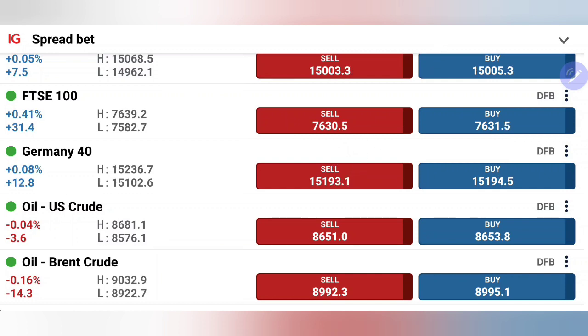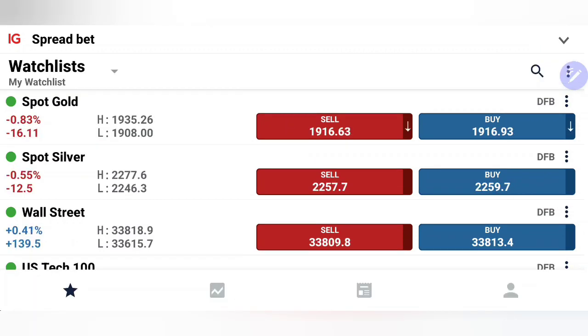Now, what to expect from gold and crude oil? Which position should you take in order to profit? We will see with the help of charts and indicators.